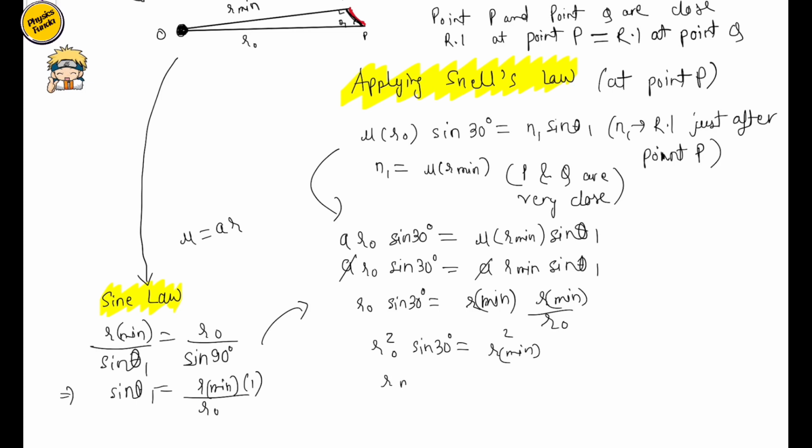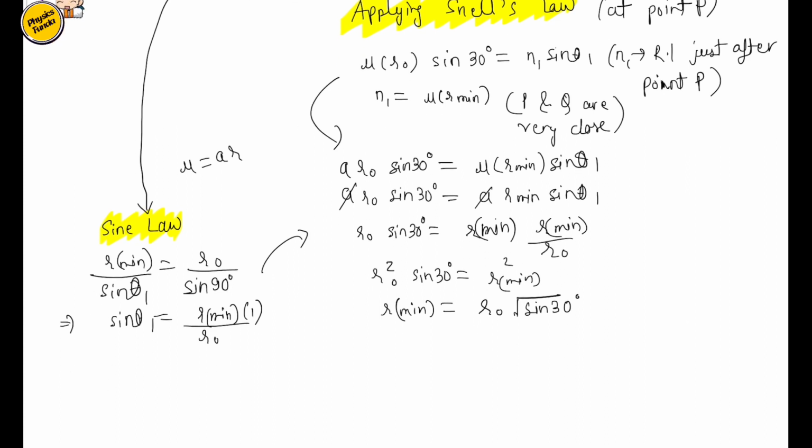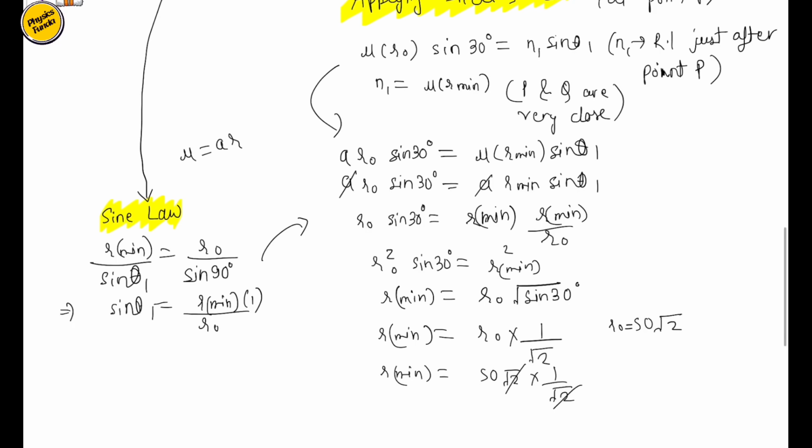So I was required to find r minimum. So the r minimum value is r naught times the square root of sine 30 degree, right? R minimum value is r naught, sine 30 is half, so its square root is 1 by root 2. The R naught value, that's given in the question. R naught was equal to 50 times square root of 2. So if I put it here, my R minimum value is 50 times square root of 2 divided by square root of 2, the square root of 2 cancels, which is equal to 50 centimeter.